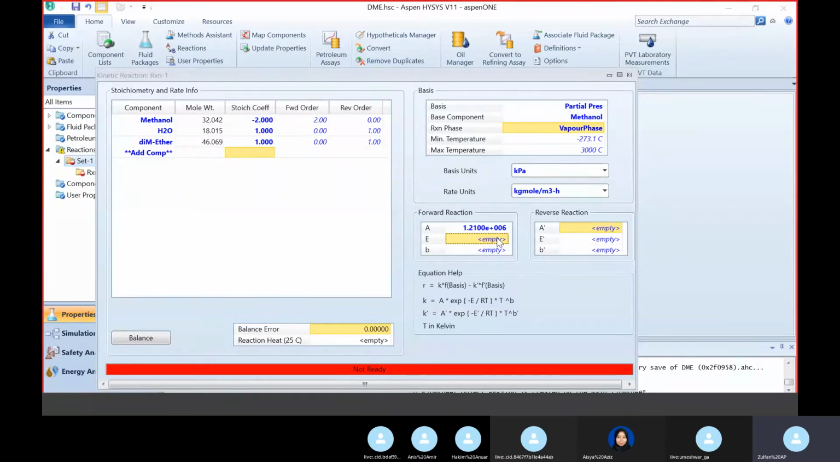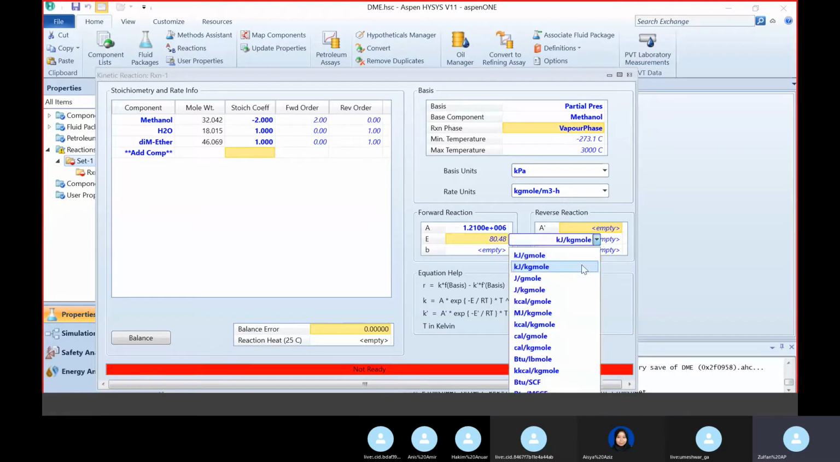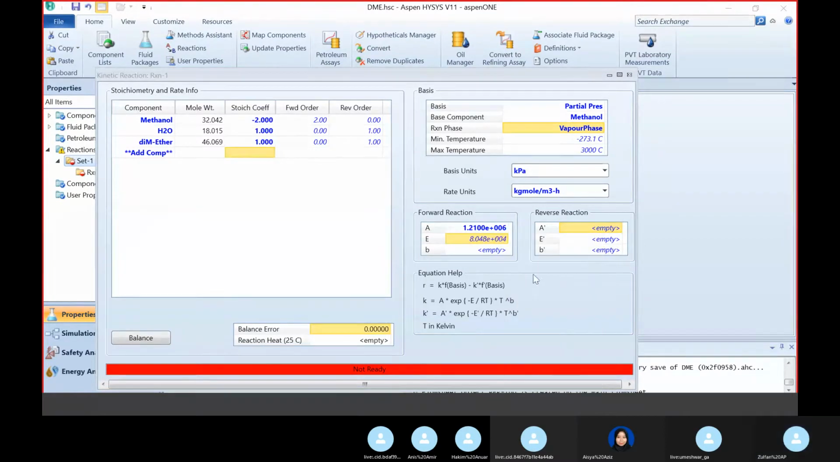And then the E here is 80. This one we have to be careful: kilojoule per mole. Okay, so it's all green. So we have specified the forward reactions. If we don't specify anything in the reverse reactions, it will consider everything as 0. So no reverse reactions if we don't specify anything, which we don't. It's all empty. Can you see that window?